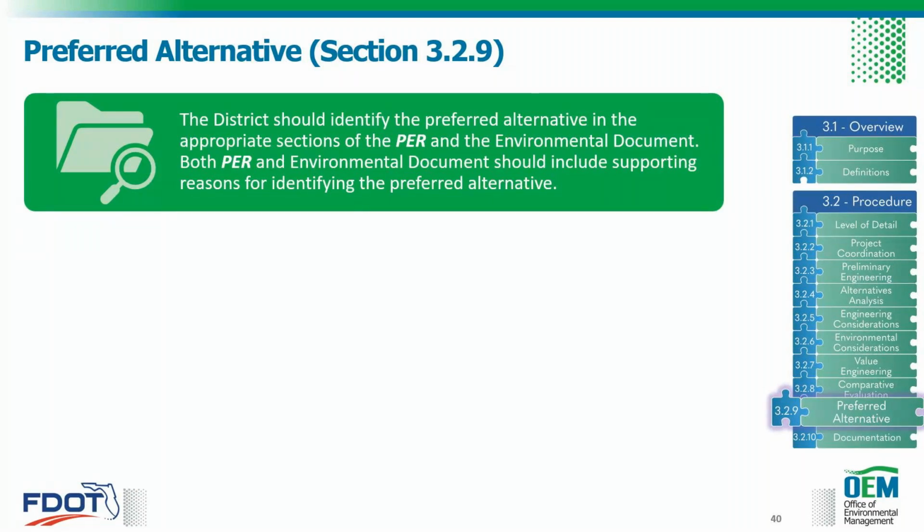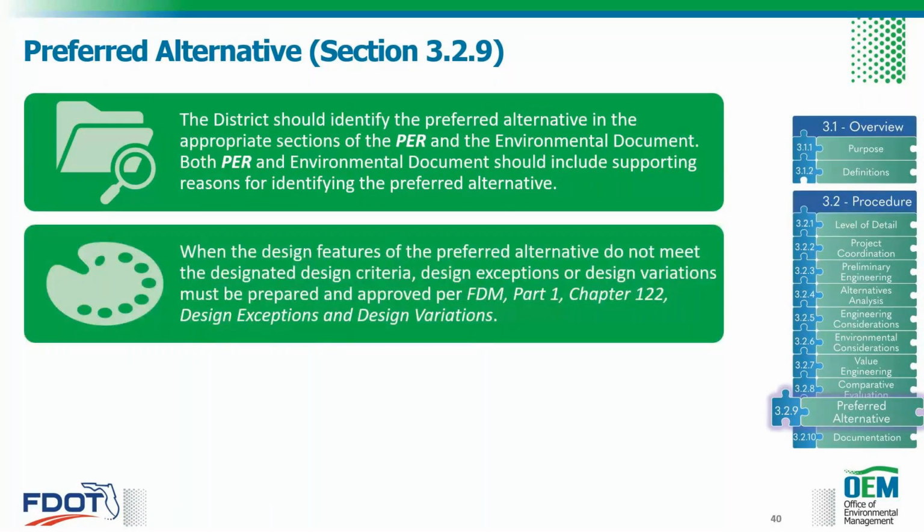So your environmental document is going to deep dive into your environmental and summarize your design features, whereas your PER is going to deep dive into those design features of your preferred alternative and summarize the environmental impacts. So they work hand in hand. When the design features of the preferred alternative do not meet the designated design criteria, remember to a few sections back where we laid out our design controls and criteria for developing your build alternatives. When that criteria is not met, design exceptions and/or design variations must be prepared and approved according to FDM Chapter 122.